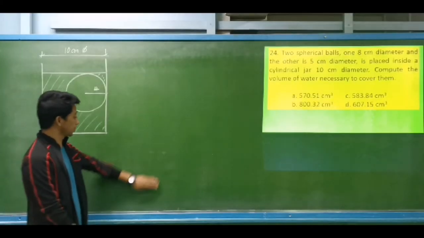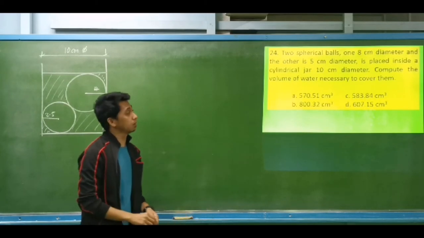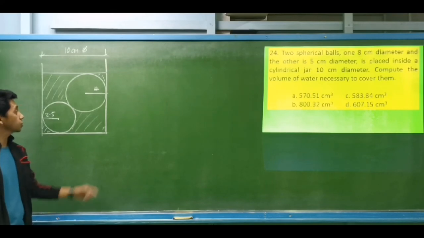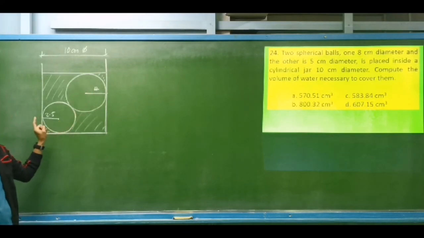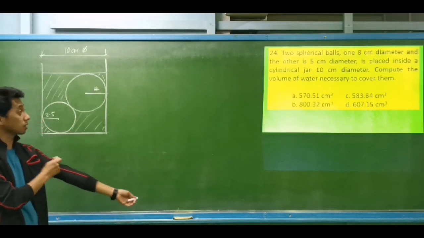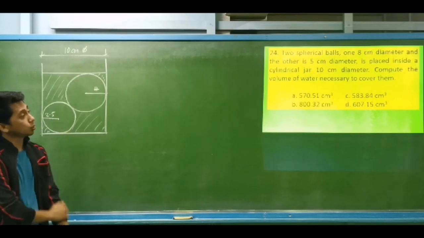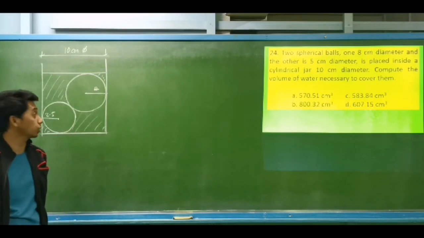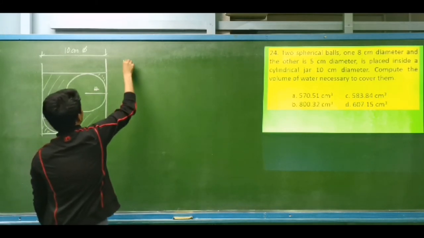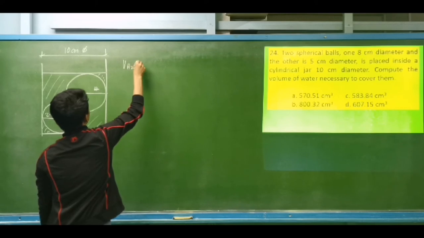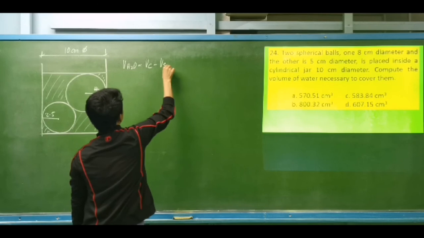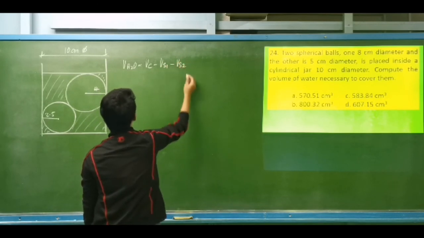Okay, try natin number 24. Sabi niyo dito, two spherical balls are 8 centimeters in diameter and the other is 5 centimeters in diameter. So yung radius 4 at saka 2.5. So it's placed inside a cylindrical jar 10 centimeters in diameter. Compute the volume of water necessary to cover them. So para makuha natin yung volume ng tubig, okay, the volume of water is equal to the volume ng cylinder minus yung volume ng sphere number 1 minus volume ng sphere number 2.